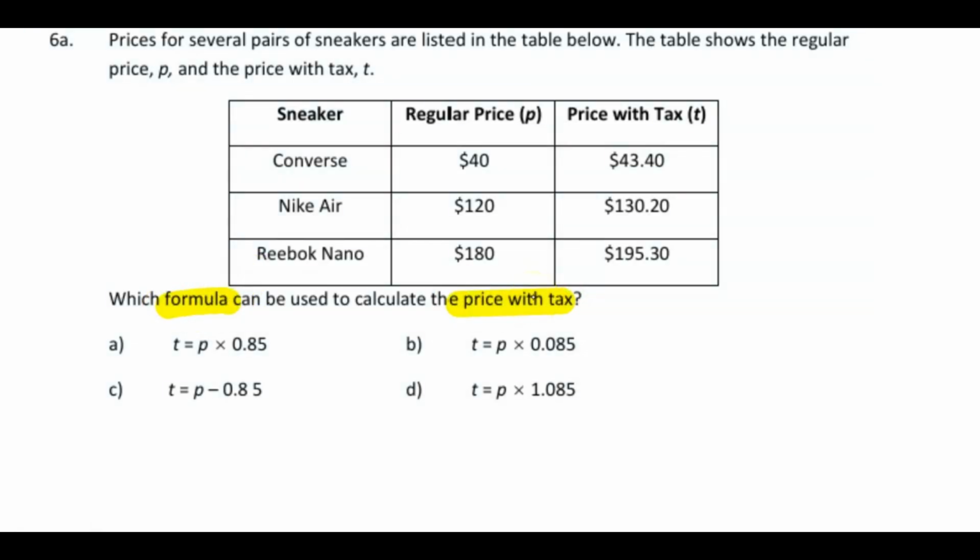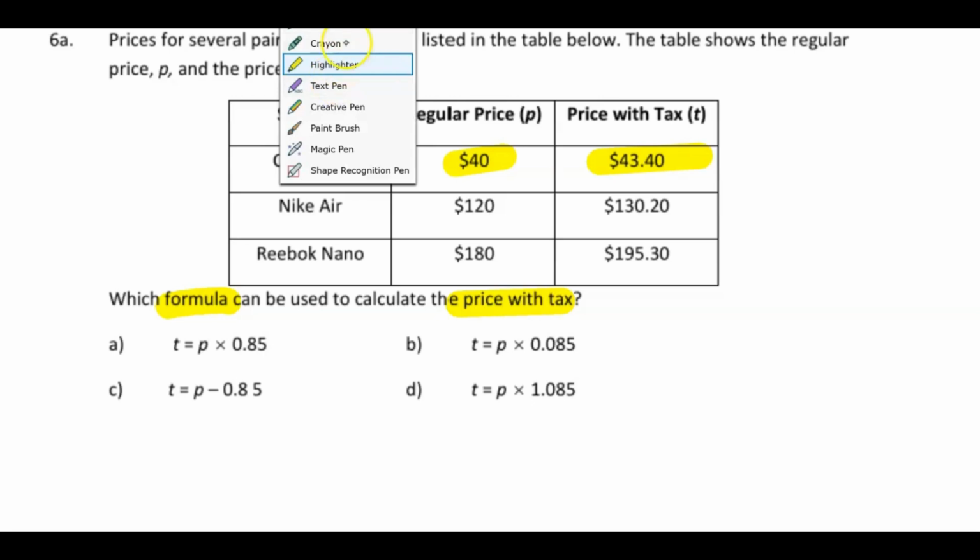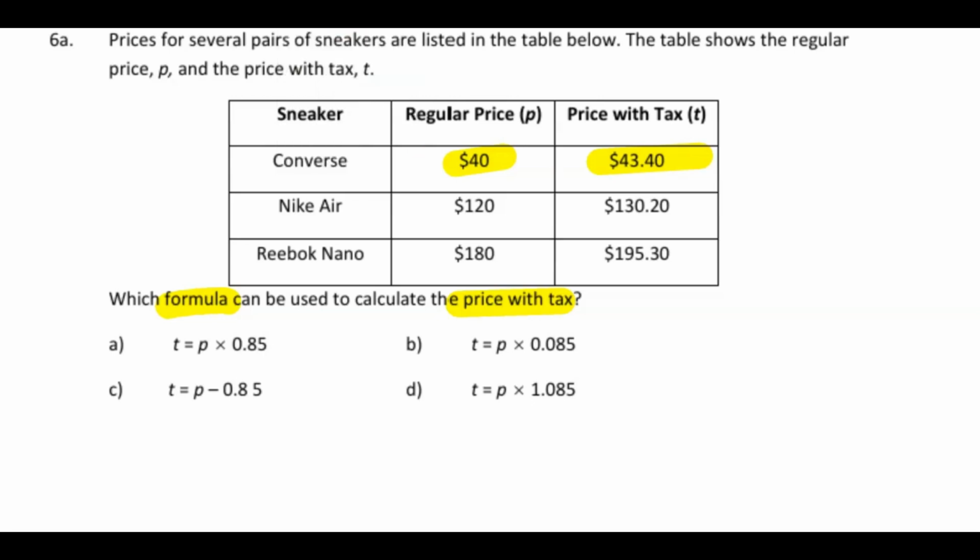So the one thing we know about when we're dealing with tax is that, as you can see, when we go from the regular price to the price with tax, it's increasing. Anything doing the opposite is probably contrary to what we need right now. So automatically I know that I can start deleting some items, and that's just me using some of my brain. Alright, so choice C definitely can't be a choice. Alright, we need to find the formula that's correctly going to calculate the price with tax from the regular price.